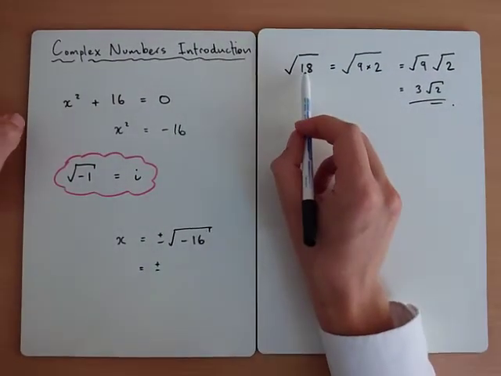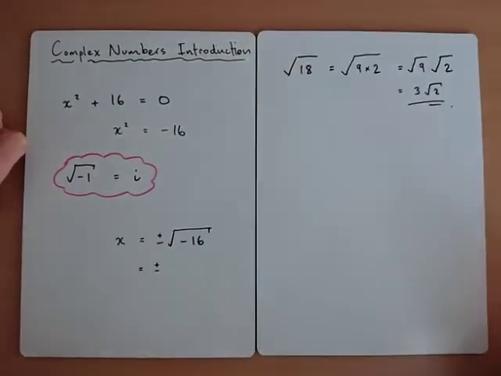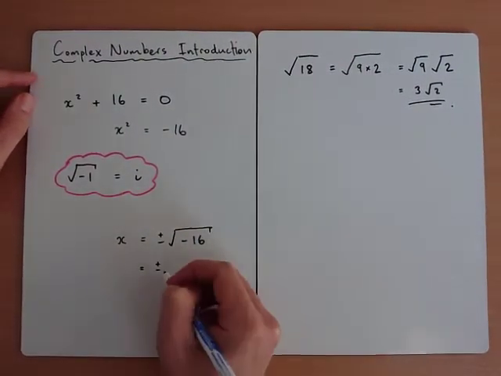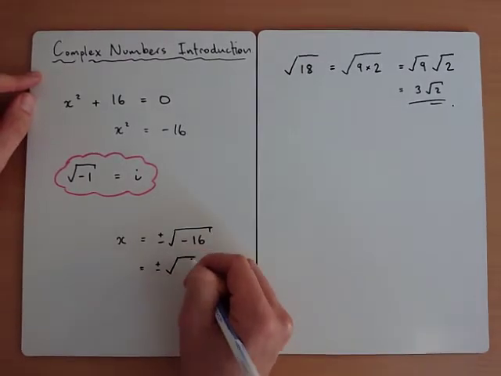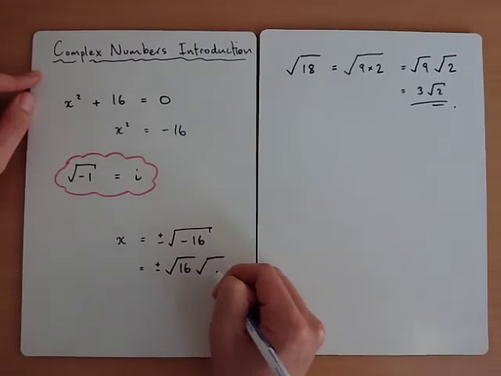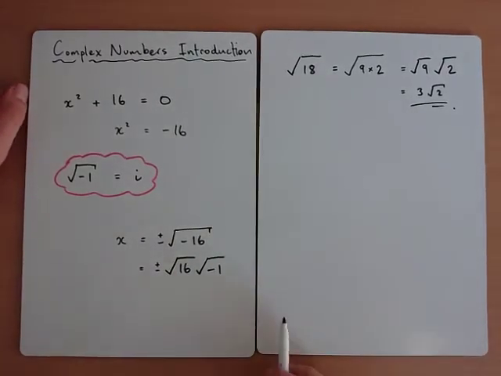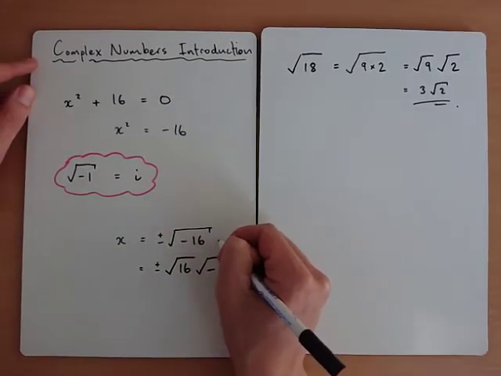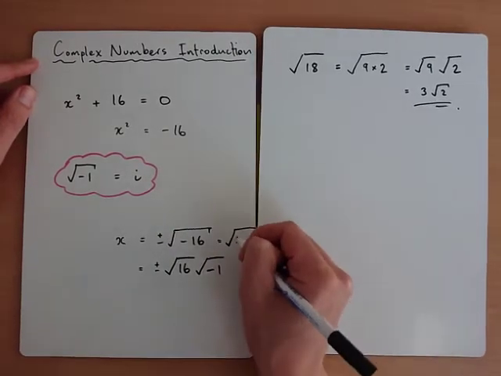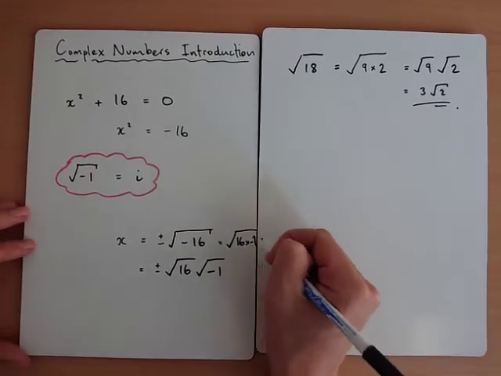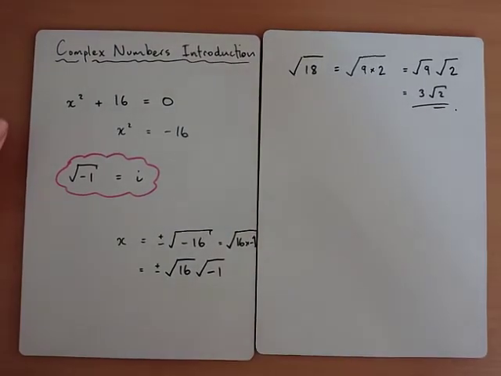And then a better way of writing the square root of 18 would be 3 root 2. So taking that knowledge back here, we can write this as the square root of 16 times the square root of minus 1, because minus 16 is just 16 times minus 1. Maybe include a little step in between. You could write minus 16 as 16 times minus 1.